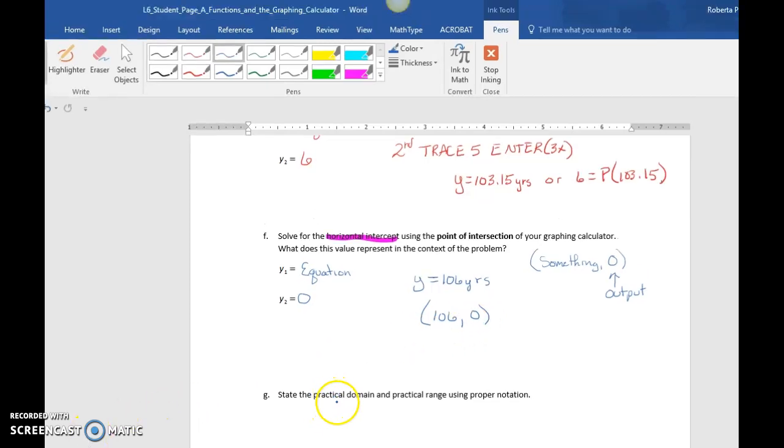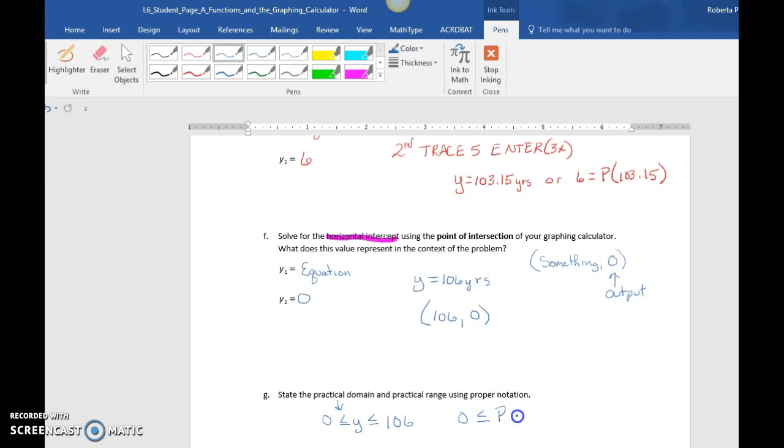So the practical domain is going to be the years again. So from 0 less than or equal to y less than or equal to 106. Although we know that's probably not true because we'll always have people living alone, but that's where our model ends. And then our output values are going to be 0. This is saying that at some point the percent will be 0.